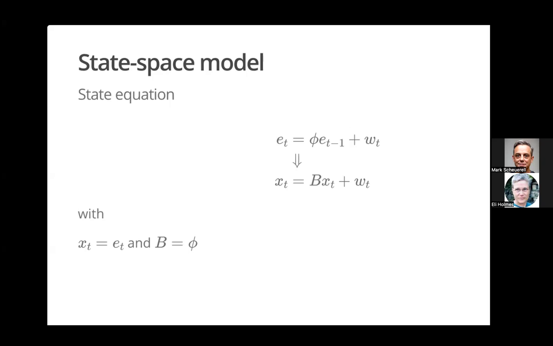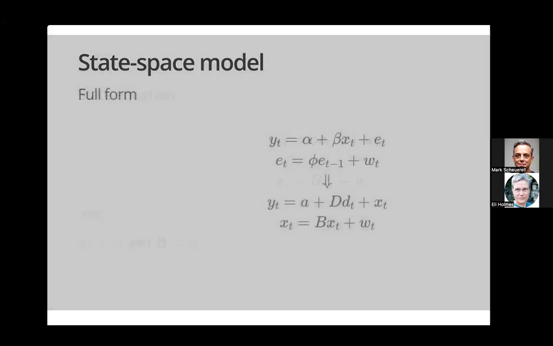So here's what I said our error terms were going to be. We want this autocorrelated error, plus or minus some weight noise. So let's just do a substitution. We already said before that E sub t was X. We're going to call phi B, and we'll call WT WT. This should look a lot like the process or the state component of a state space model.